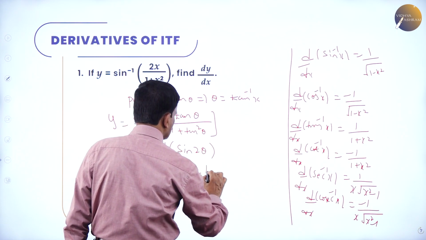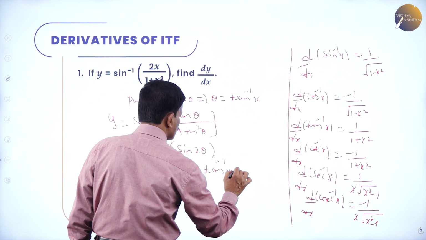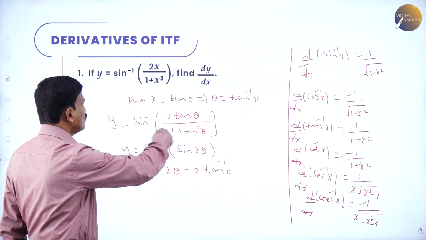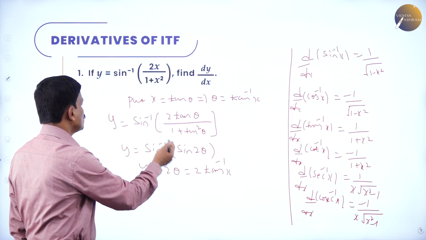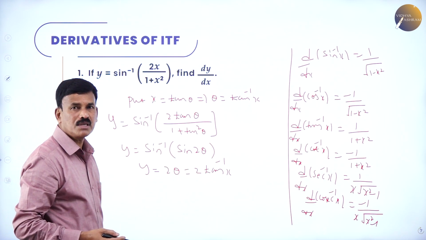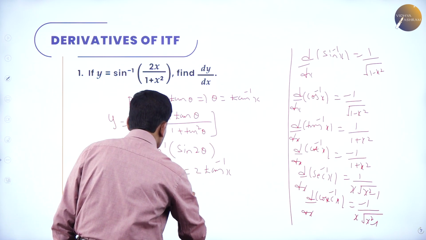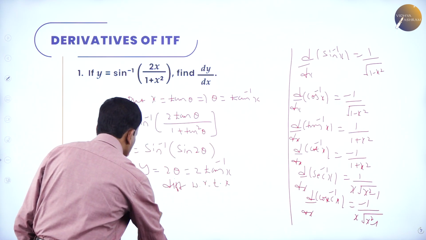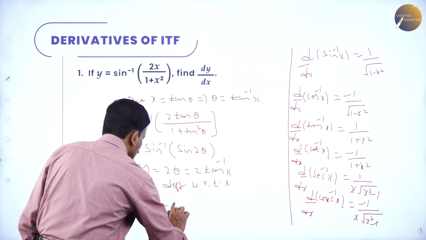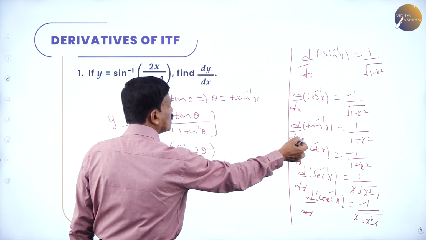2 into, just substitute the value of theta. What is theta? 2 tan inverse x. So, let's convert this given trigonometric function into the simplest form first. So, y is equal to 2 tan inverse x is the simplest form. Now, differentiate this. Differentiating with respect to x. If you differentiate, what you will get? Dy by dx is equal to 2 into differentiation of tan inverse x.